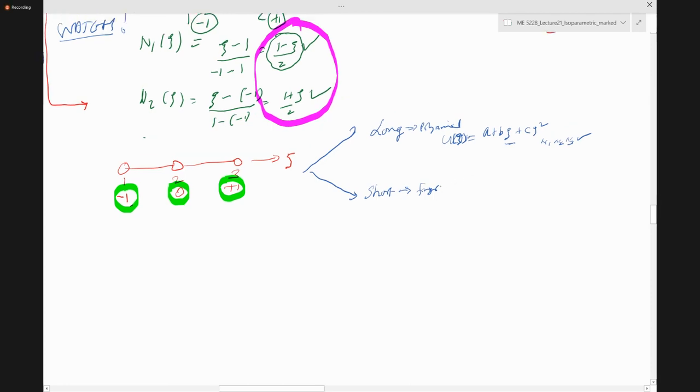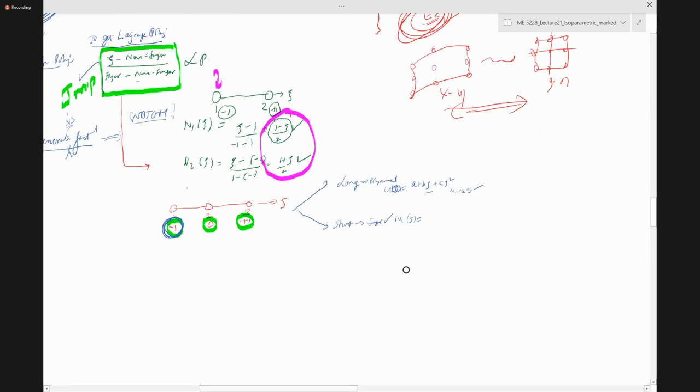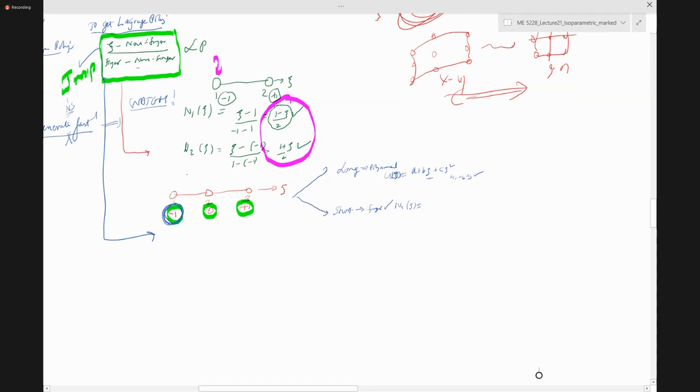The finger method is what? N1 of Xi. Finger N1. Finger this one. It is not there. So now use the finger method. What does the finger method say? Read this formula for that. If you finger node 1, what happens? Who are the non-fingers? 2 and 3 are the non-fingers, correct? Yes or no? So what is the formula?